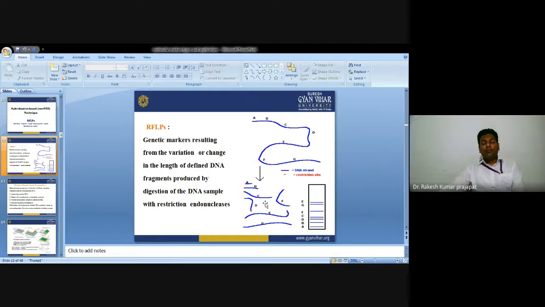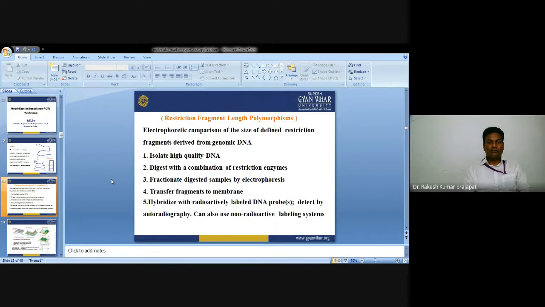So the polymorphism generated by DNA fragment length is represented by the RFLP. RFLP is a genetic marker resulting from variations or changes in the length of defined DNA fragments, which are produced by digestion of the DNA sample with restriction enzymes. It is the electrophoretic comparison of the size of defined restriction fragments from genomic DNA. So how can we identify these electrophoretic fragments?